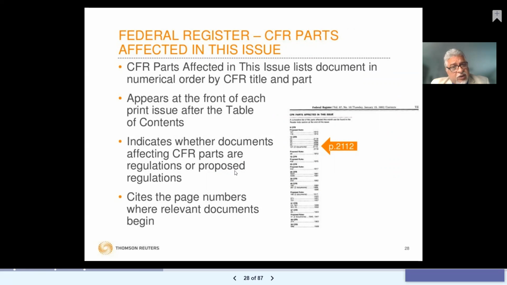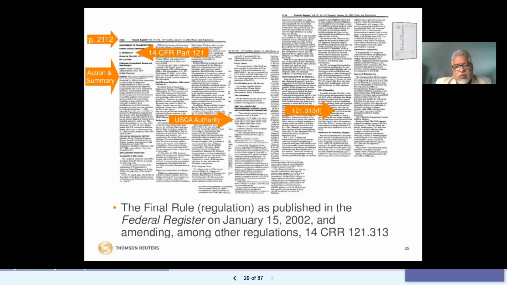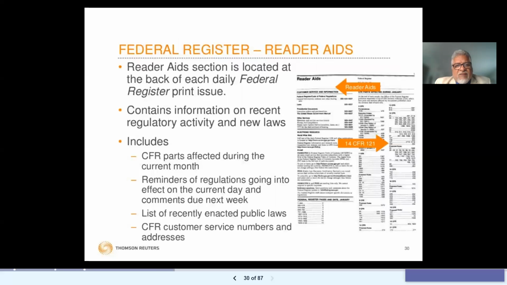The CFR parts of regulations or proposed regulations, a big difference, and it cites the page number where the relevant documents begin. So here, page 2112 of the CFR affected by this issue, you go to there, and then you will begin your research, okay? The final rule regulation published in the Federal Register is going to come out under the CFR, amending other regulations, telling you about a particular one. This is what they found, okay?